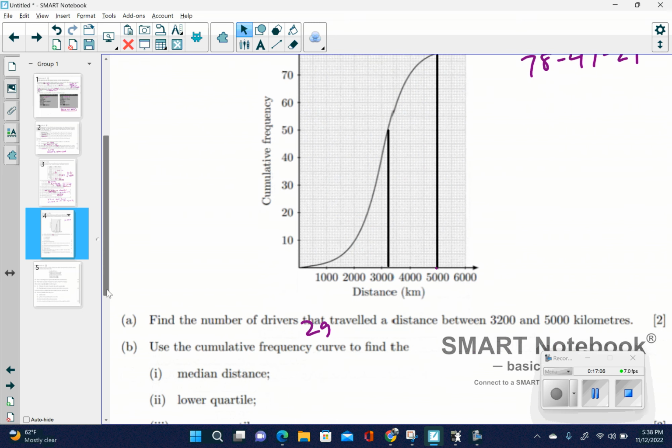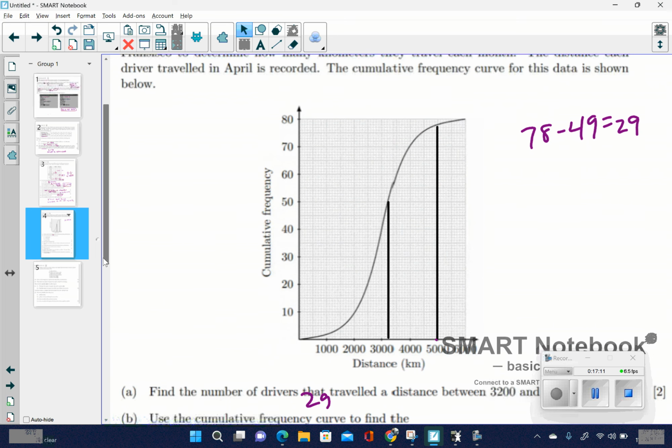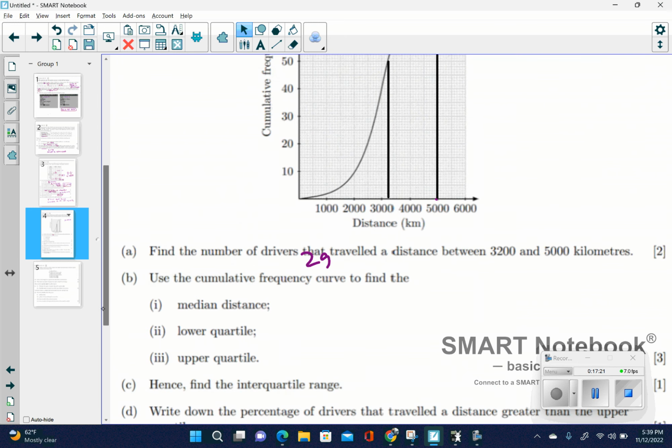Then use the cumulative frequency curve to find the median. So we are looking to see this whole thing right here is 80, so half of that is 40. So if I look down right here, most of you got this one correct, so I don't need to spend too much time on this. The median distance is about 3,000. If you got anywhere close to that, I gave it to you. Our lower quartile, Q1, is going to equal 2,500 kilometers, and our upper quartile, Q3, is going to equal 3,500 kilometers.